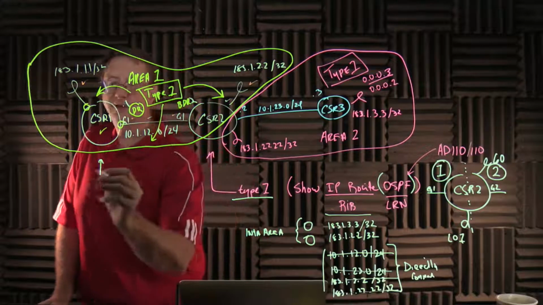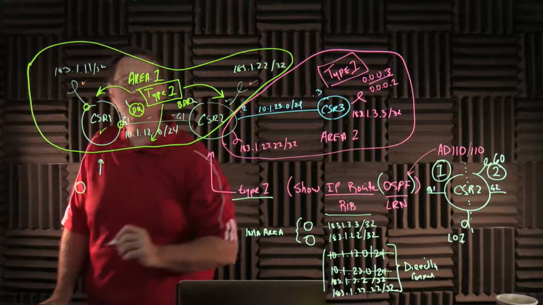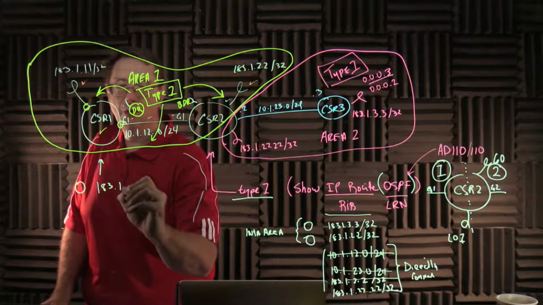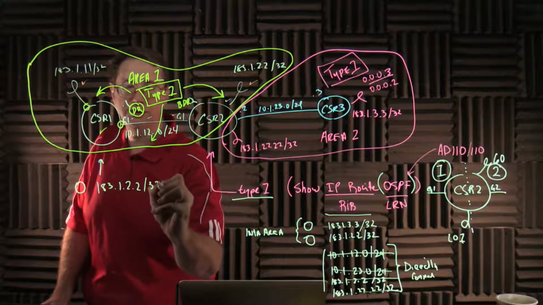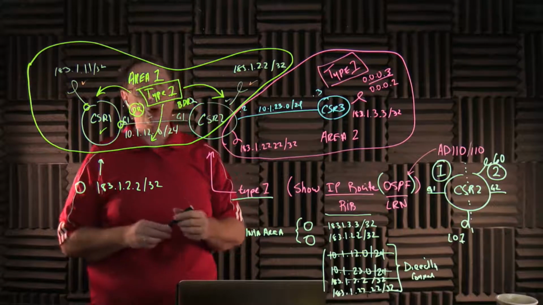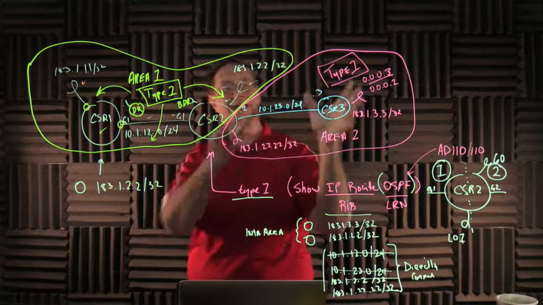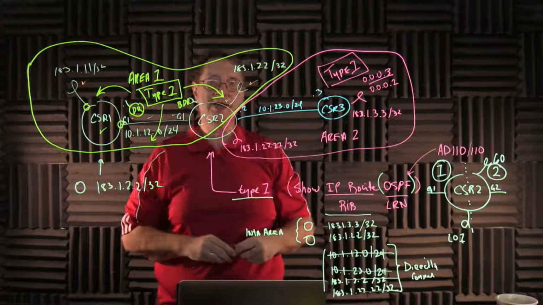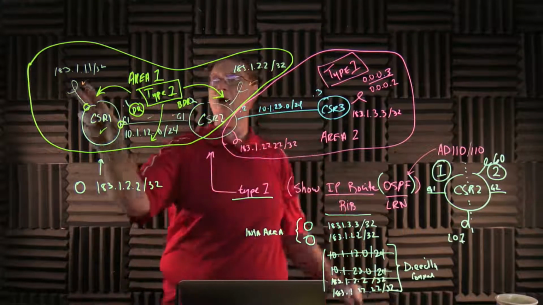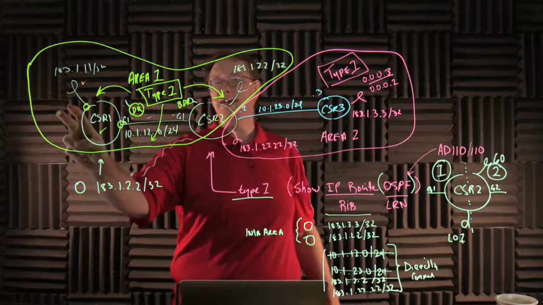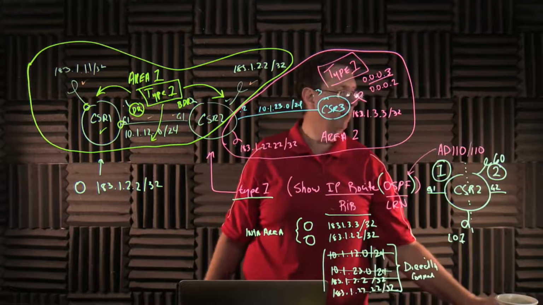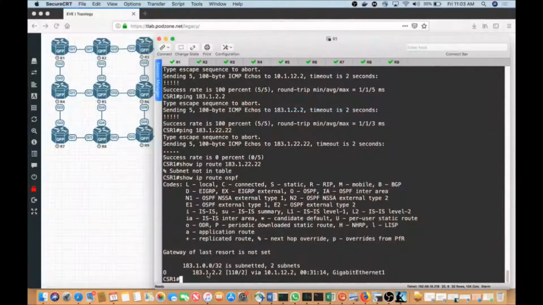And what we're going to find here is that the only thing that I'm actually going to learn is an O route for 183.1.2.2/32, because that's the only interface that's in my area. So because of this division between Area 2 and Area 1, I don't have any way of being able to get information out of each area. Therefore, a device or resource in R1 cannot ping anything in Area 2. Let's go ahead and drive that point home.